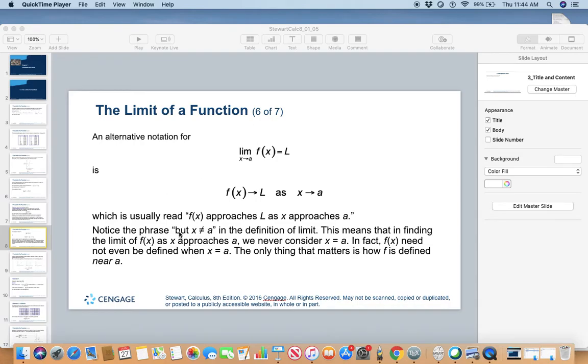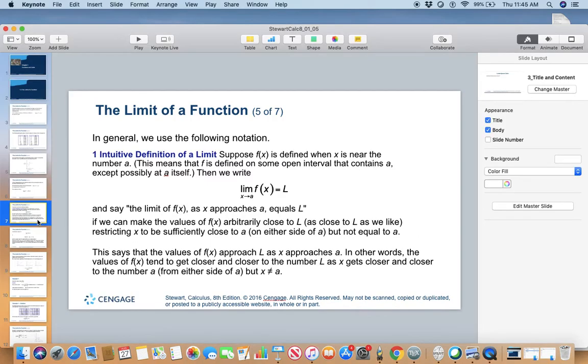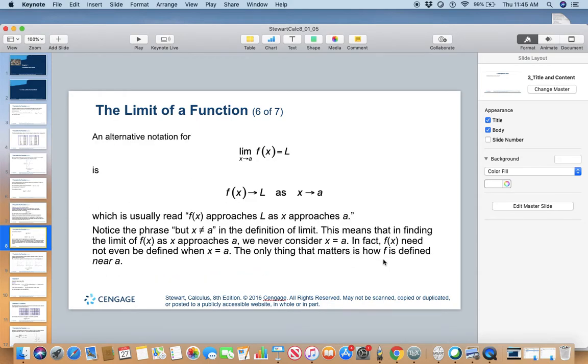Notice the phrase "but x not a" in the definition of the limit. Remember, in your definition of the limit, x is not equal to a. We never consider x equals a. In fact, f(x) need not even be defined when x equals a. The only thing that matters is how f is defined near a. So this limit business is spoken always near your number.